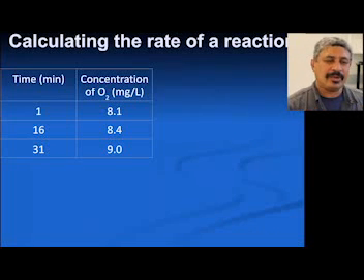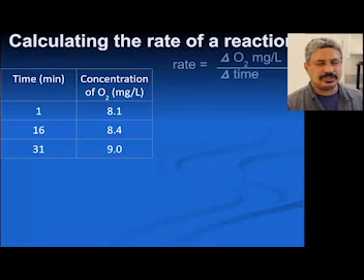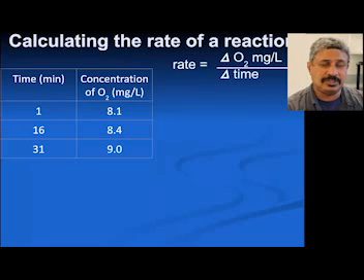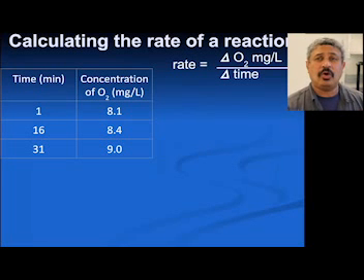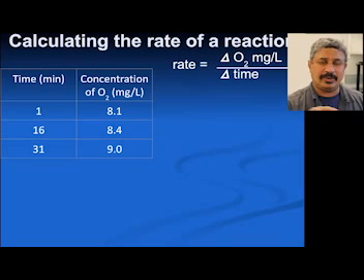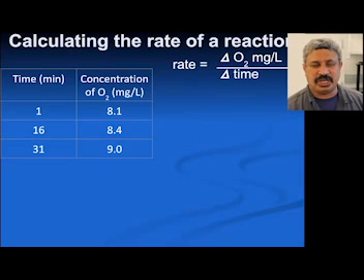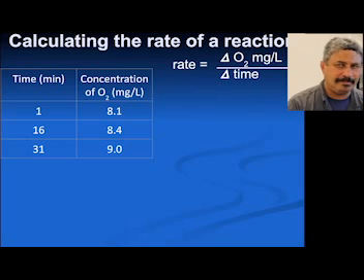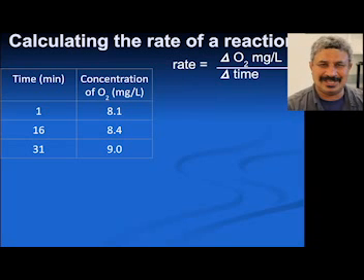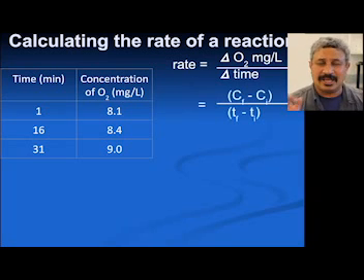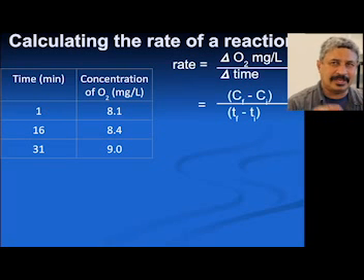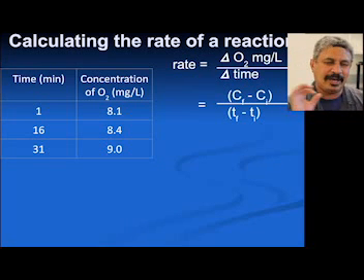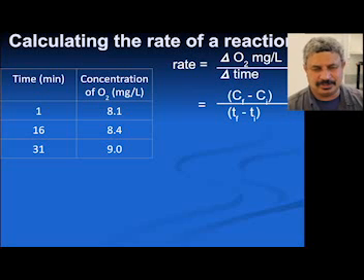So how do I calculate the rate of reaction? How do I do the analysis interpretation? Well, I start off with this general equation, which is the rate equals the change in oxygen, in milligrams per liter, over the change in time. And that Greek symbol delta represents a change. I can break it down to something that may look familiar, something you saw and used last year: concentration final minus concentration initial, divided by time final minus time initial.